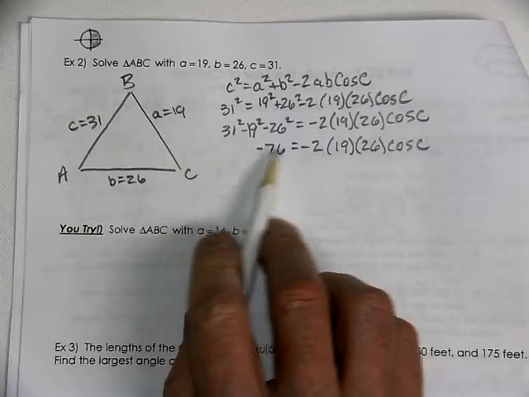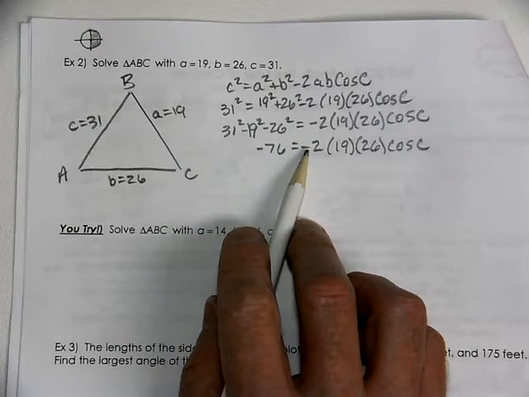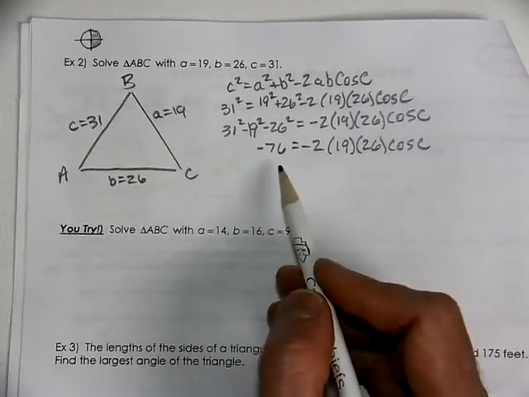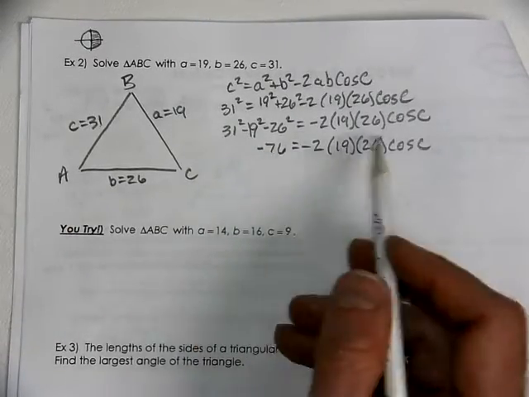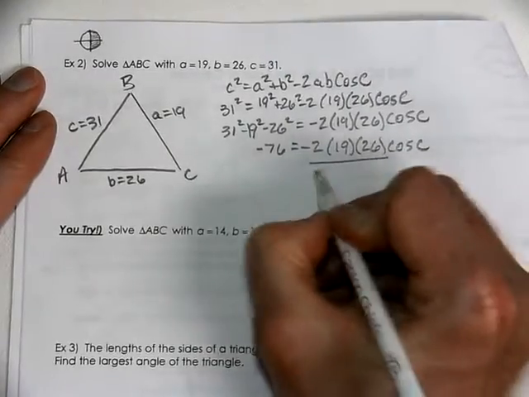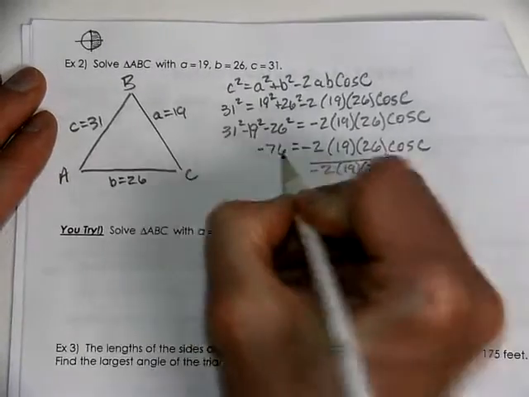Because when we divide, it's not true. This could be positive, I guess, and then you would get a negative answer, which would be an obtuse answer. Anyway, we're going to divide by 2, 19, 26.